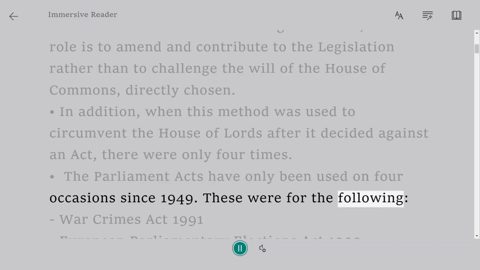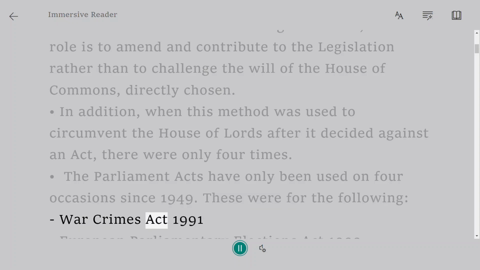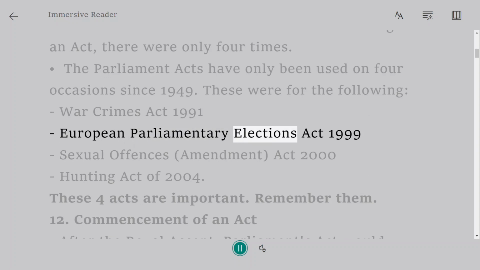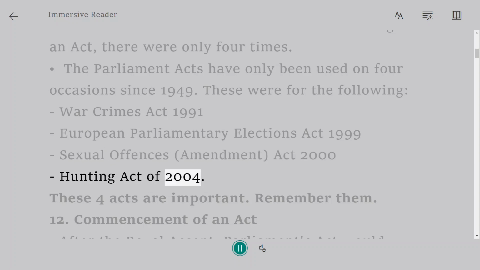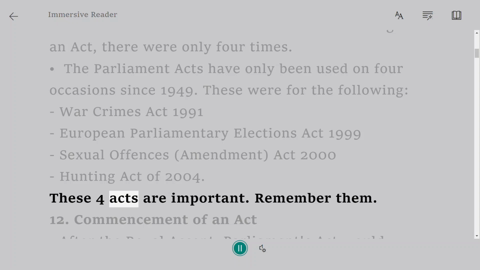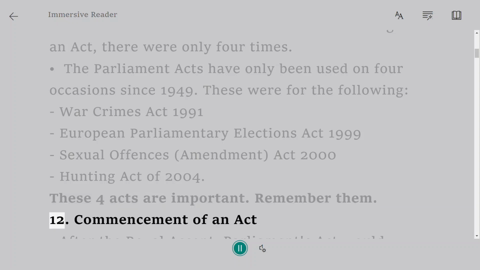These were for the following: War Crimes Act 1991, European Parliamentary Elections Act 1999, Sexual Offences Amendment Act 2000, Hunting Act of 2004. These 4 acts are important. Remember them. 12. Commencement of an act.